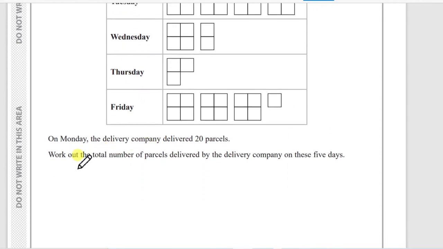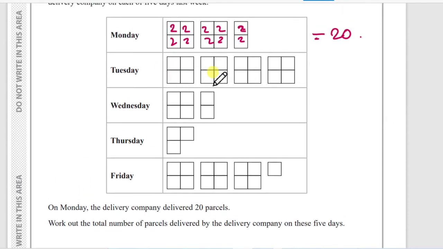Now, work out the total number of parcels delivered by the delivery company on these 5 days. So let's add them up. On Tuesday, you got 4, 4, 4, 4. That's 16. Double 16 gives us 32. Next one, you got 4 and 2, that's 6. Double 6 is 12. Here you got 3. Double 3 is 6. Last one, they have to make it a bit annoying. So you got 4 plus 4 plus 4. Remember, you got a calculator. It helps all of us. It's hard to always count this. So that's 4, 8, 12, 13, double 13 is 26.